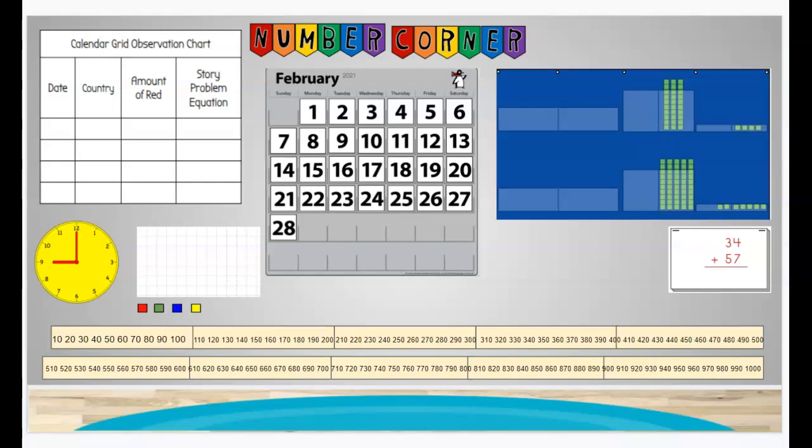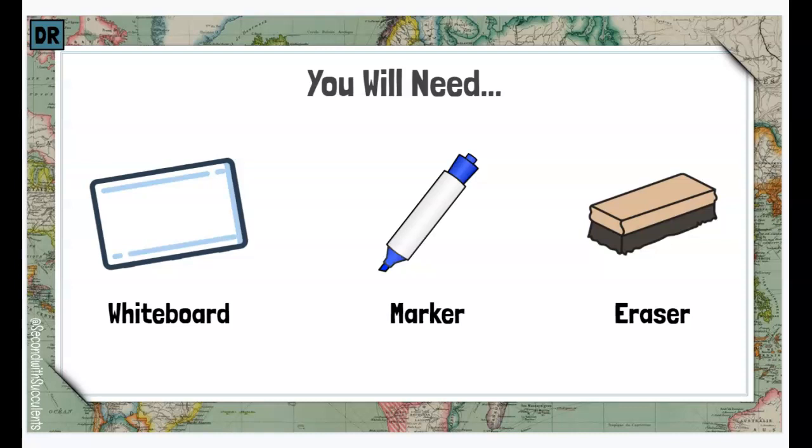For Number Corner today, we will be solving the remaining story problems around the world for the rest of this month. Here's what you will need: your whiteboard, marker, and eraser. If you don't have a whiteboard, a piece of paper and a pencil will work just fine. You can pause the video now to get what you need.